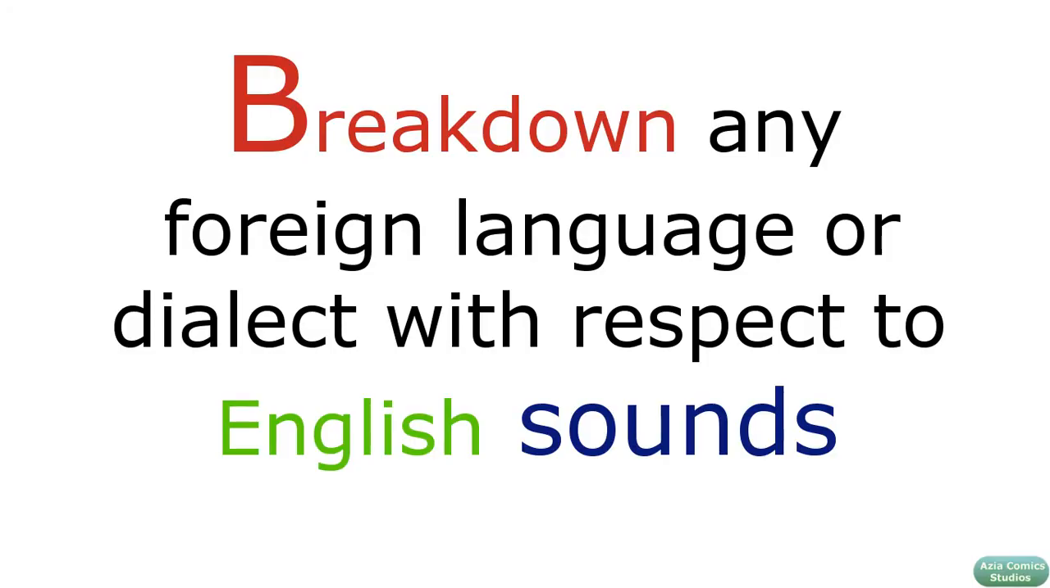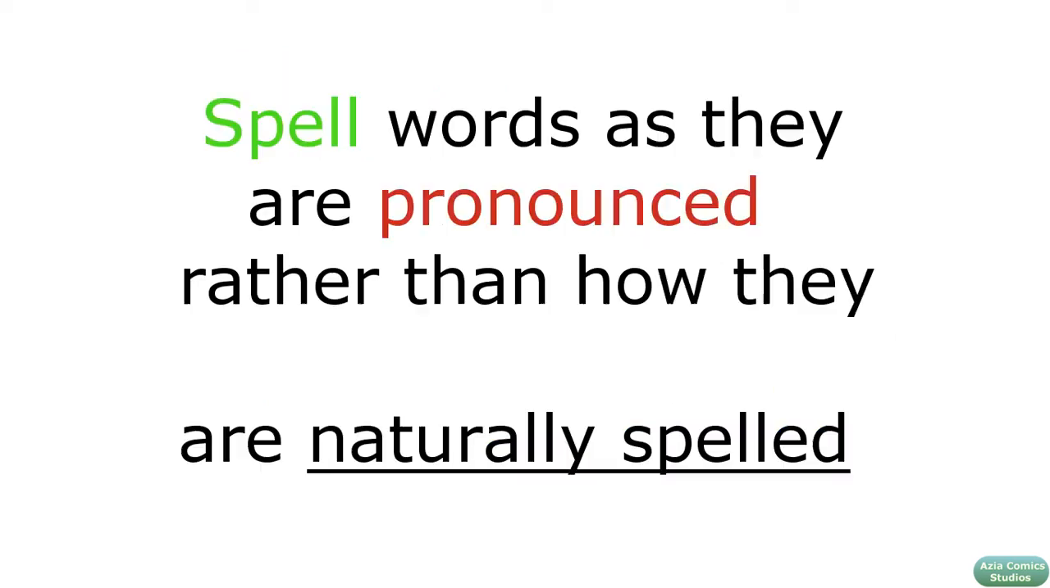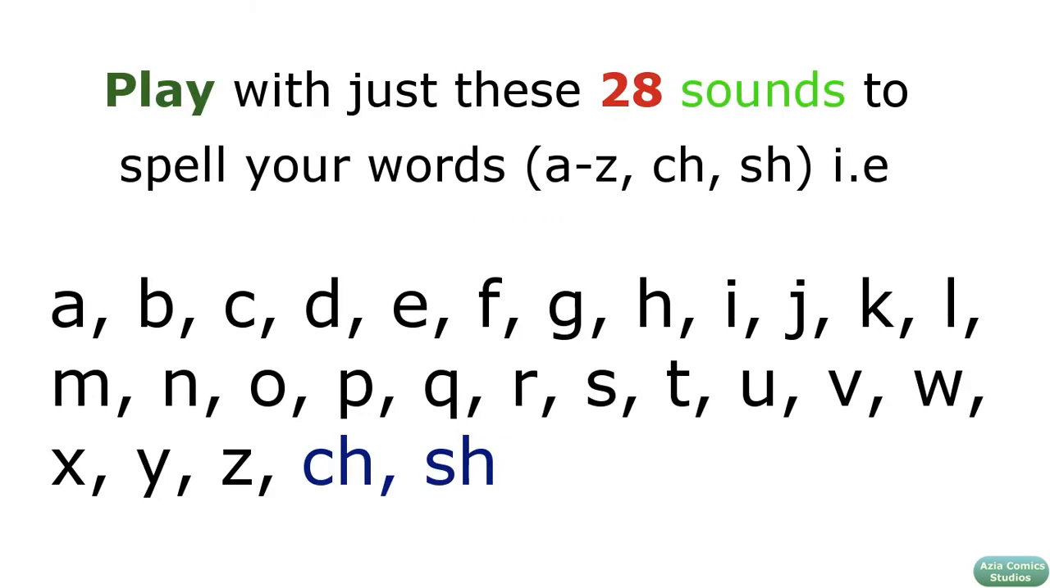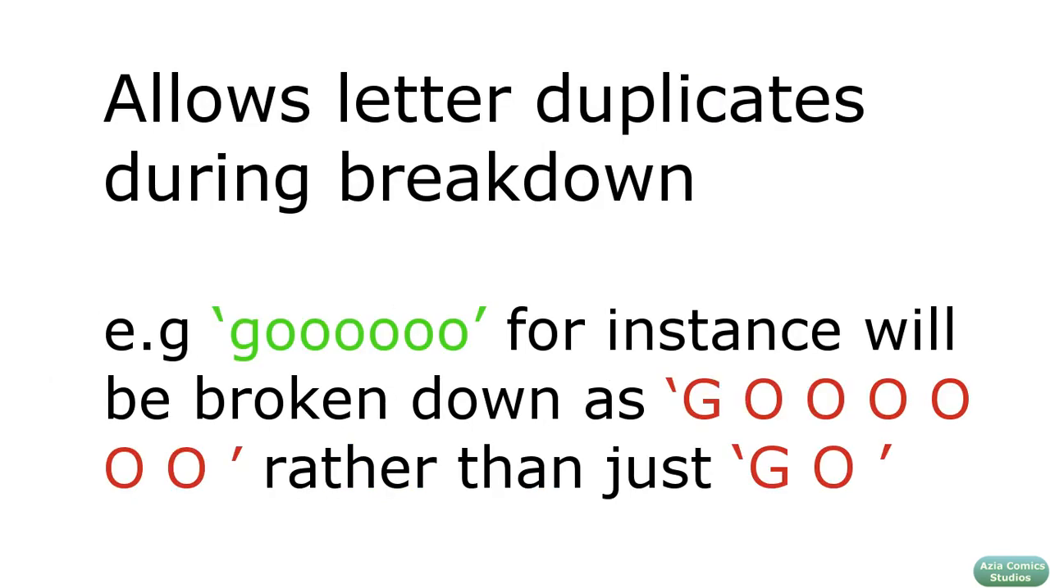Let's get now to how the Pidgin English phonetic breakdown works. The aim is to break down any language or dialect with respect to English sounds. The idea is to spell words the way they are pronounced rather than how they are naturally spelled. By so doing, you have to play with just 28 sounds to spell your words. This Pidgin English phonetic breakdown also allows for letter duplicates, unlike other breakdowns found in the package.